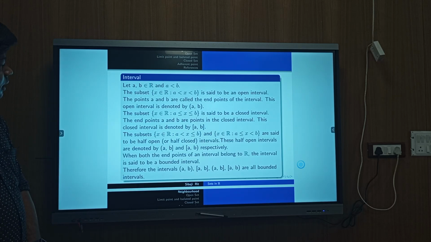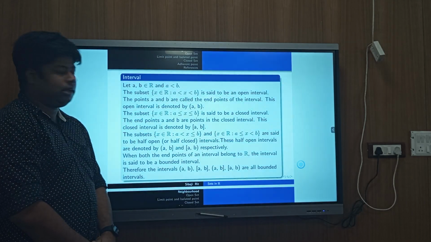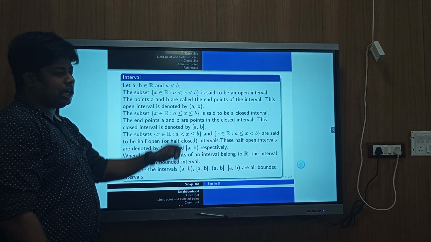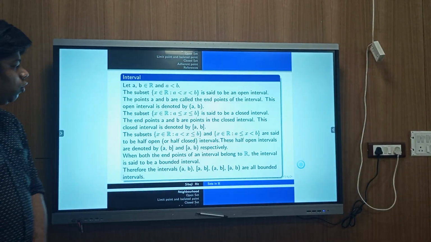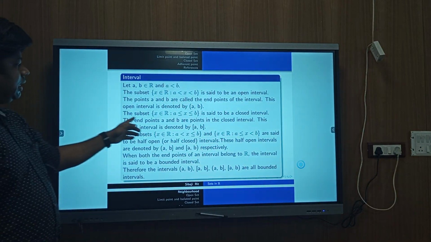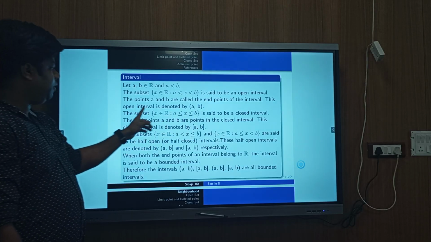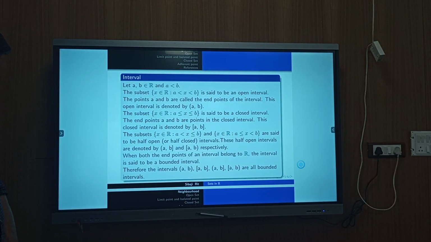The subset {x belongs to R: a less than or equal to x less than or equal to b} is called a closed interval. In this set, both elements a and b belong to the set.